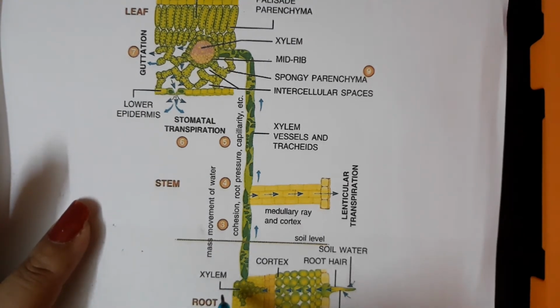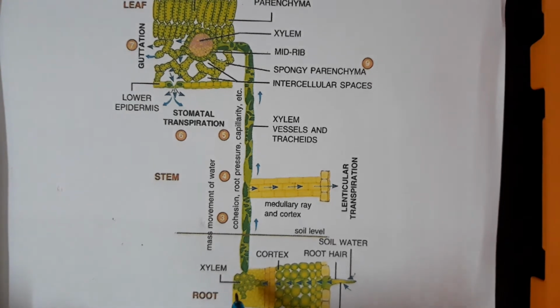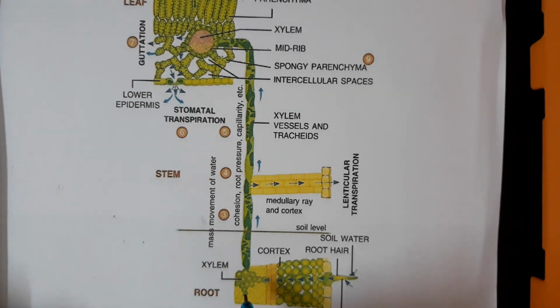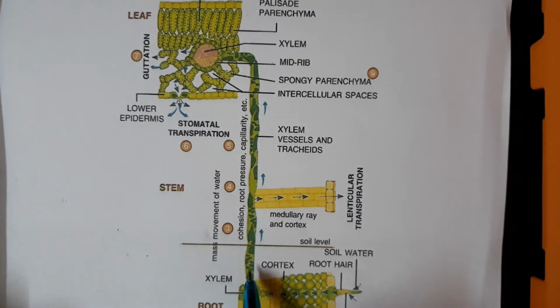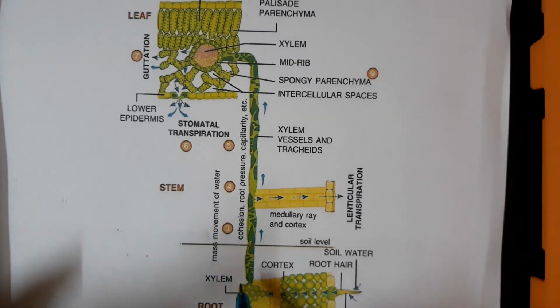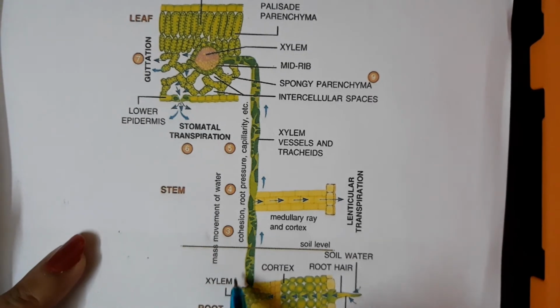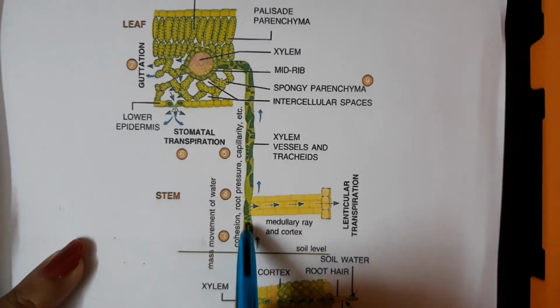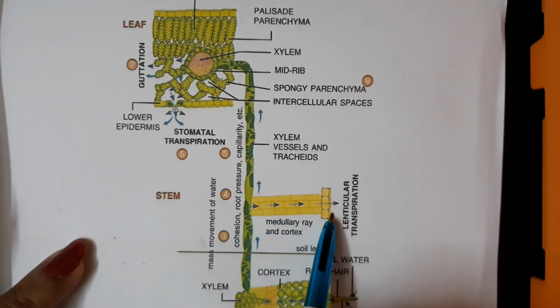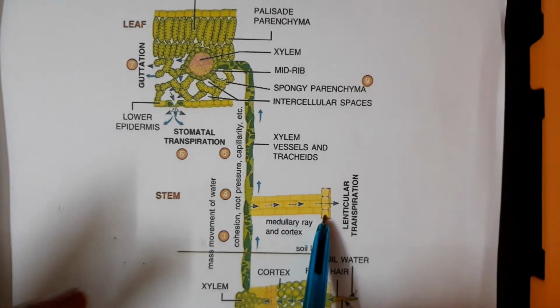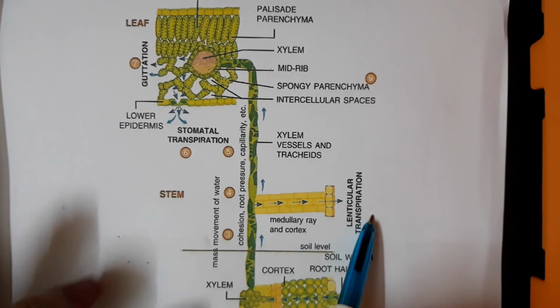Now ascent of sap, as we know, is the upward movement of water through the xylem vessels in plants. There are some forces which contribute to the ascent of sap: cohesive forces, adhesion, transpiration pull, root pressure, capillary movement, and other forces. So these are helping in the ascent of sap. During this, on its way, some of the water gets lost by lenticular transpiration.